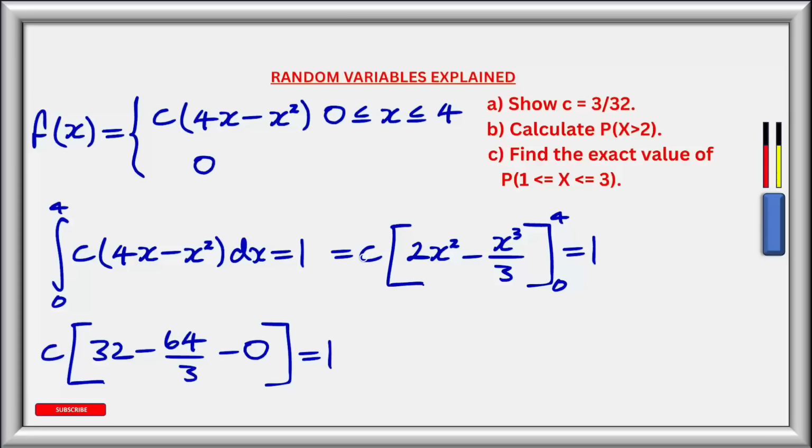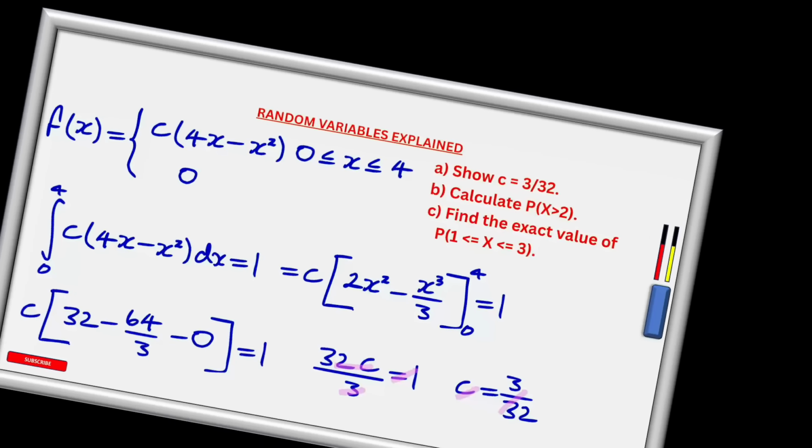a value of 1. And using the power rule to integrate this, we get c into the bracket of 2x squared minus x cubed divided by 3. And we need to evaluate this between the limits of x equals 0 and x equals 4. And this will all equal 1. So if we plug in 4 for x, we get 32 minus 64 divided by 3. And when we plug in 0, we get 0. And we need to multiply this whole bracket by c. And this equals 1. And simplifying this, we get 32c divided by 3 is equal to 1. And therefore, c is equal to 3 divided by 32.